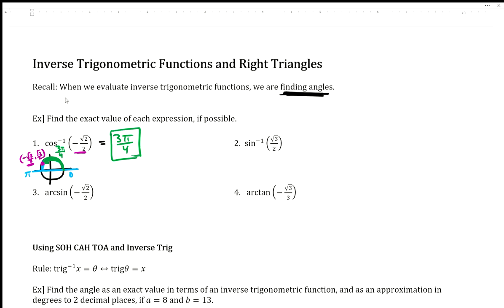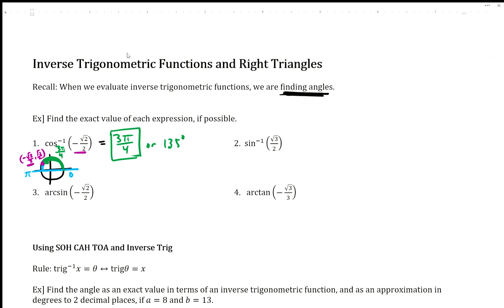Typically we do radians as our answer, but it could also be in degrees. So it would have been 135 degrees if we converted it. Okay, so that's how we break these down. I've got a longer explanation on inverse trig in a different video that I'll put in the description. So if you need more than this, use that. But let's continue onward with this.